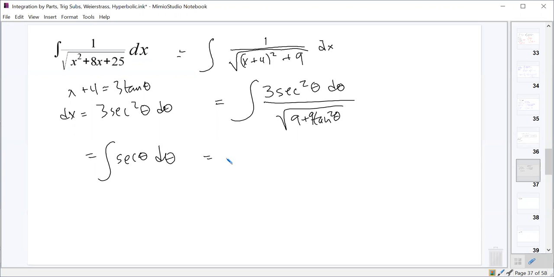Good. Which should be natural log absolute value secant theta plus tangent theta plus your constant. All good or no? And then we'll draw our triangle. There's our theta. And we originally had x plus 4 equals 3 tangent theta.